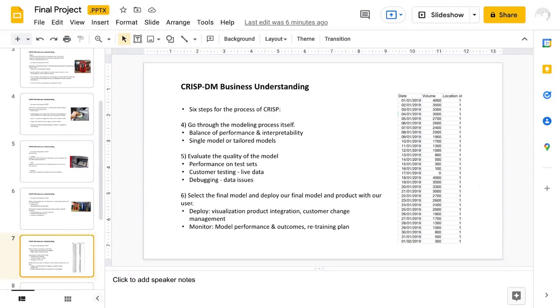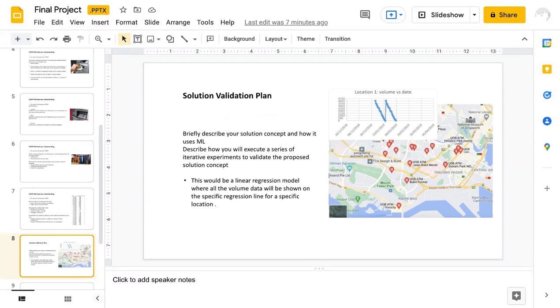And the next one should be step 4. We need to balance the performance and interpretability, and a single model or tailored model. We should also consider the performance on the test sets and consider debugging the data issues. Finally, when we choose the model, we need to visualize the product integration, and we should consider the customer change management, and we should monitor the performance of the model for retraining.